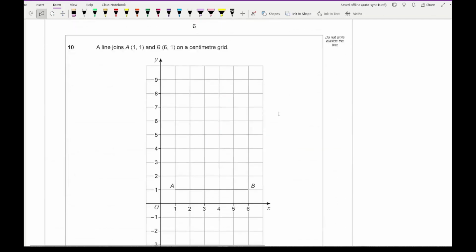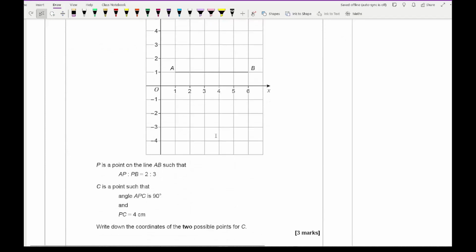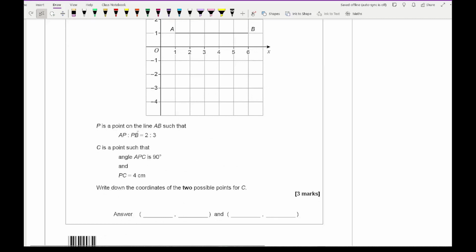Moving on to question 10, it says that a line joins A, which is at 1, 1, and B, 6, 1, which is plotted on the grid. So let's just have a look at what it's telling us. It says P is a point on the line AB such that AP to PB is in the ratio of 2 to 3. C is a point such that the angle APC is 90 degrees and PC is 4 centimeters. Write down the coordinates of the two possible points for C.